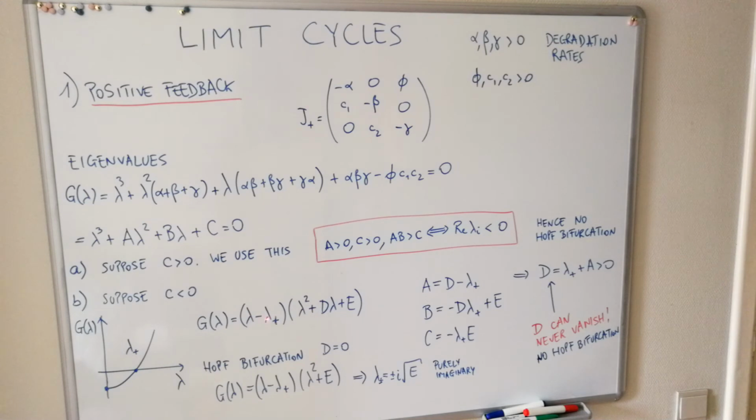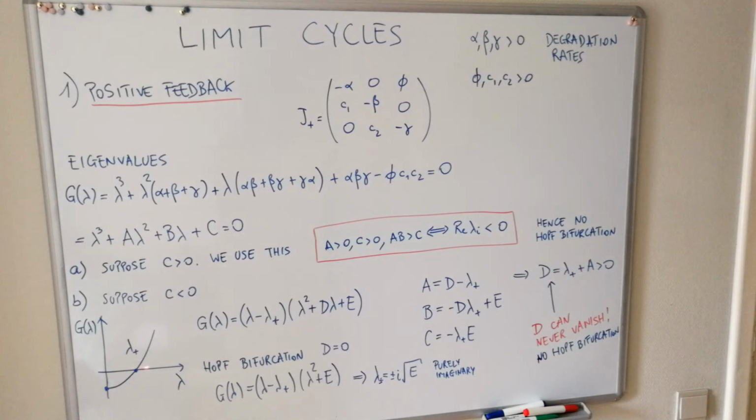So you have lambda minus lambda plus, this root, and then we have a second degree polynomial, which we write in general as lambda squared plus d lambda plus e. Now making the multiplications here, we can relate this d and e and lambda plus to our original coefficients a, b, and c, and we find very simply these three relations between A, B, and C. Particularly the first relation gives that this capital D must be equal to lambda plus A, right?